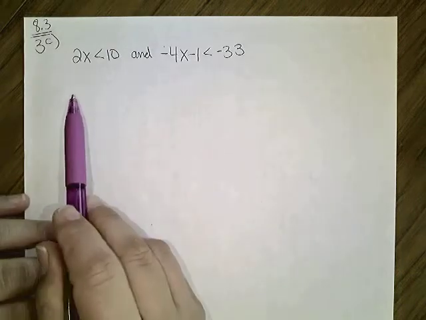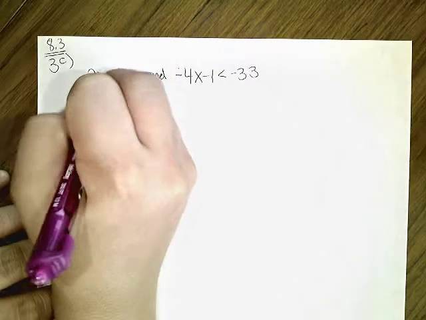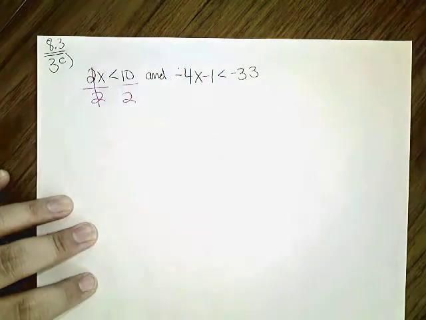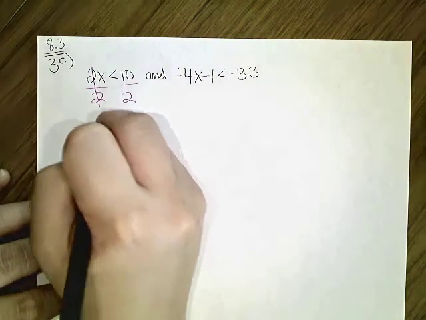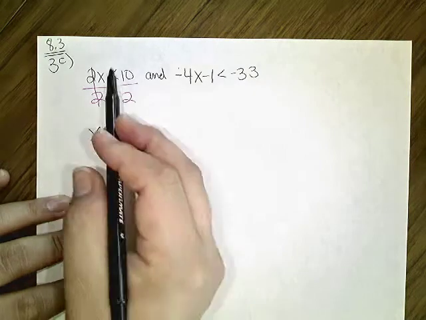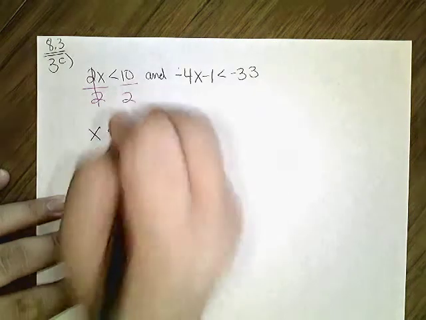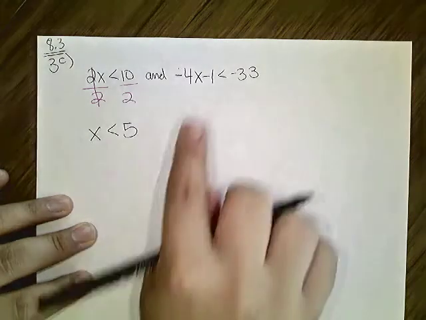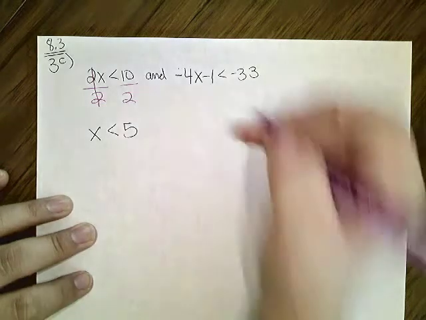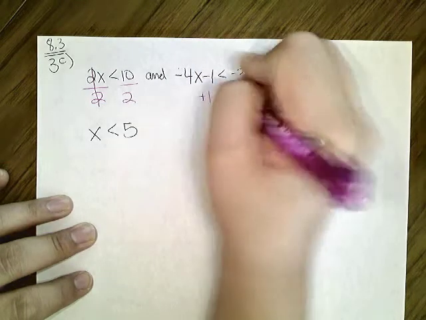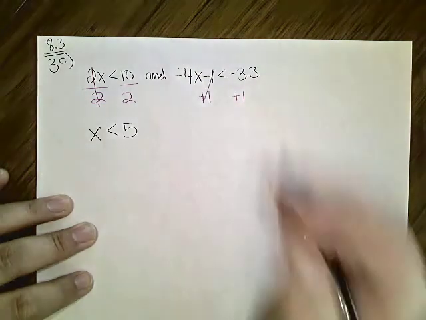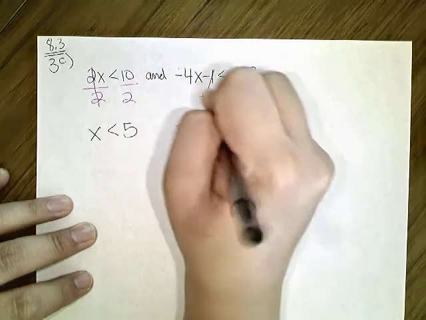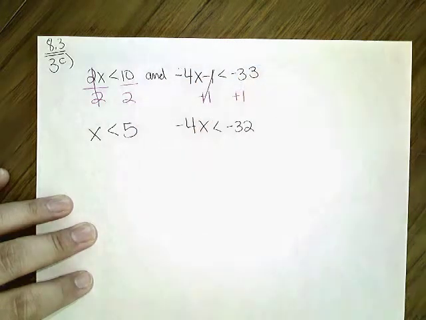For this first inequality, all I need to do is divide both sides by 2. We're dividing by a positive 2, so this is not going to change anything about the inequality. It's still going to stay less than, and we get x is less than 5. On the right-hand side, first we would need to add 1 to each side. That gives us negative 4x is less than negative 32.